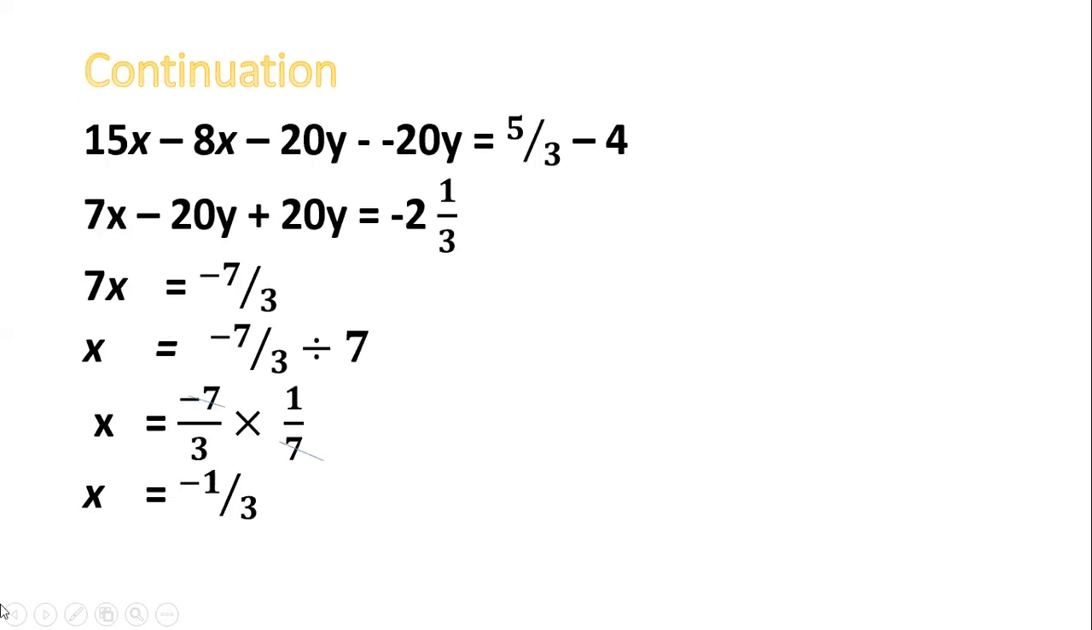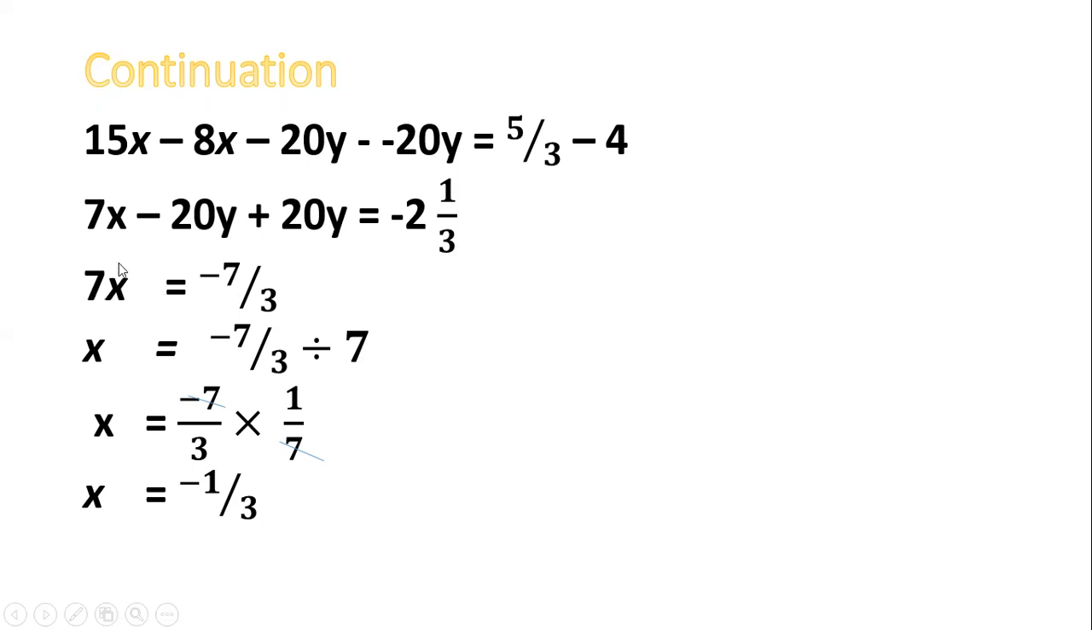And that's 15x minus 8x, minus 20y, which will change to plus 20y, equals 5 over 3 minus 4. So you have 15 minus 8. 15x minus 8x will give us 7x. I said this one is changed to plus 20y, so minus 20y plus 20y will give us 0. So y is eliminated. 5 over 3 minus 4 will give us minus 2, 1 over 3.